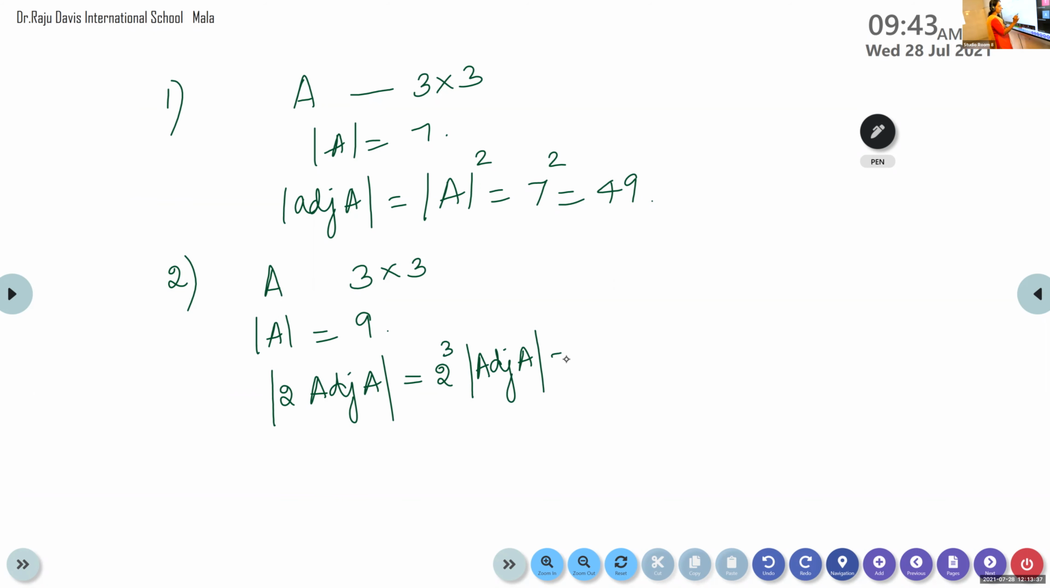But what do we know about determinant of adj A? If A is a 3 by 3 matrix, determinant of adj A will be determinant A square. So that is 8 into 9 square. So, 8 into 81. What will be the answer? It is 648. Is the question clear, children? Mark it important. You can expect this type of question. This is an important part from the determinants.